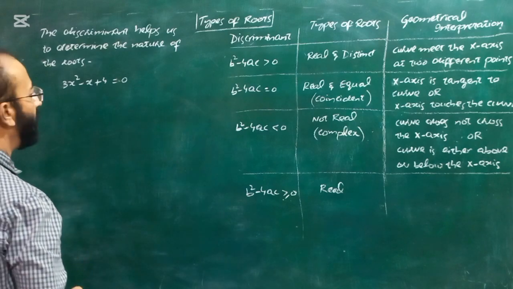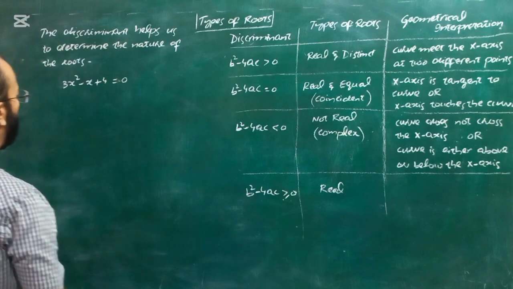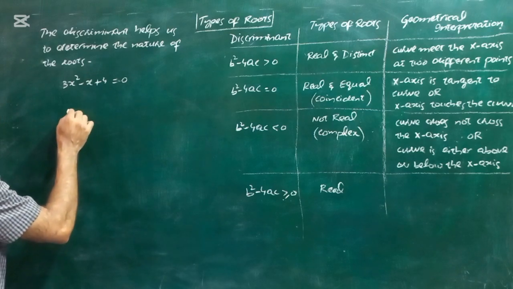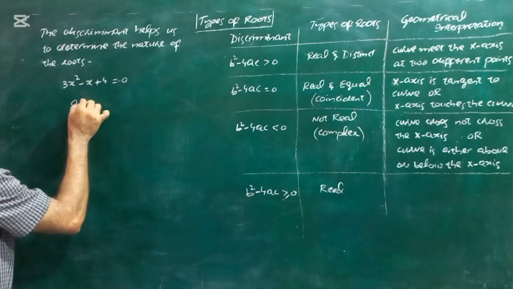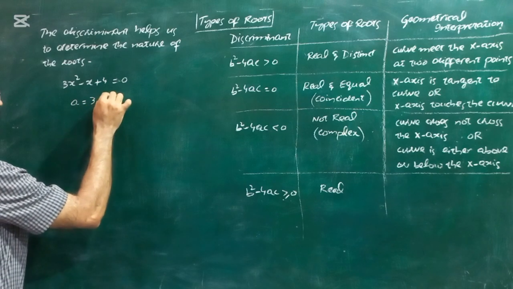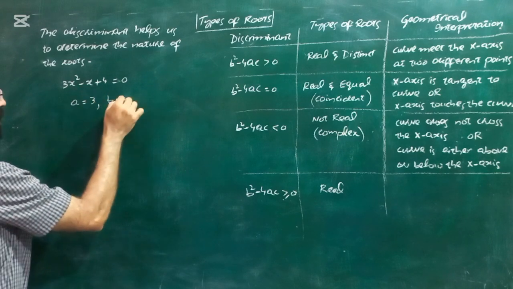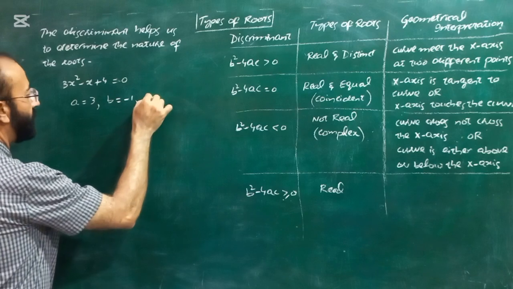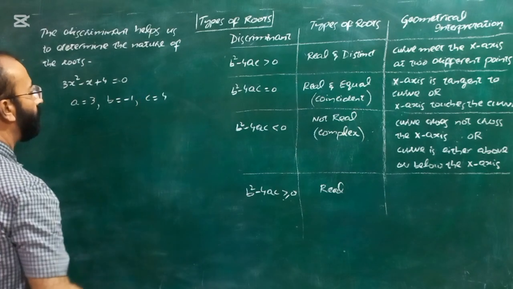Okay, here is a question now: 3x square minus x plus 4 equal to 0, and the requirement is to find the nature of the roots. First we are going to check what the values of a and b are. So a is 3, b is minus 1, and c is 4.